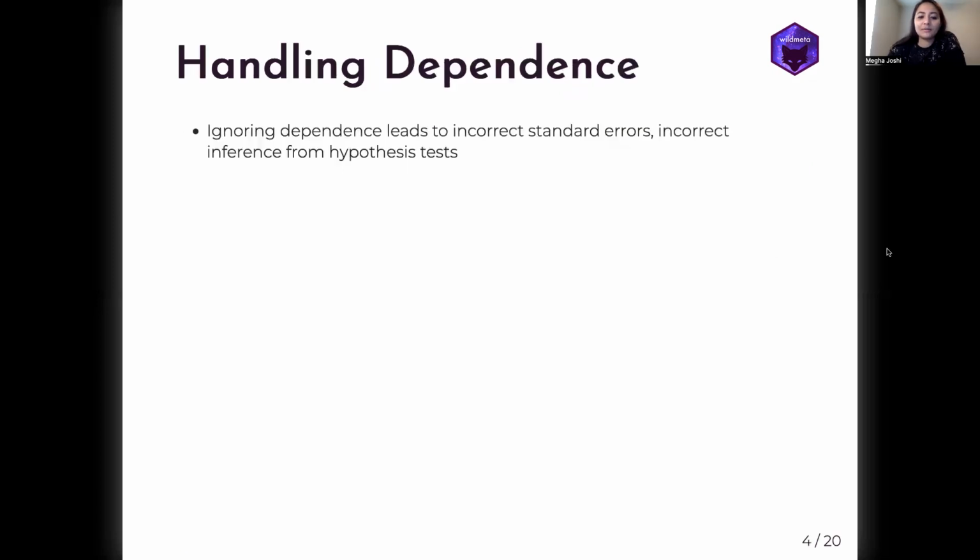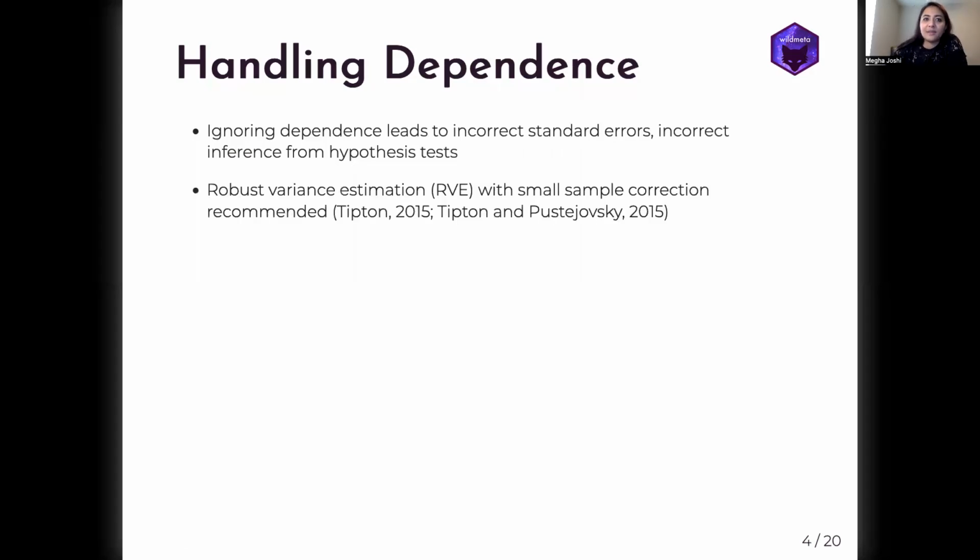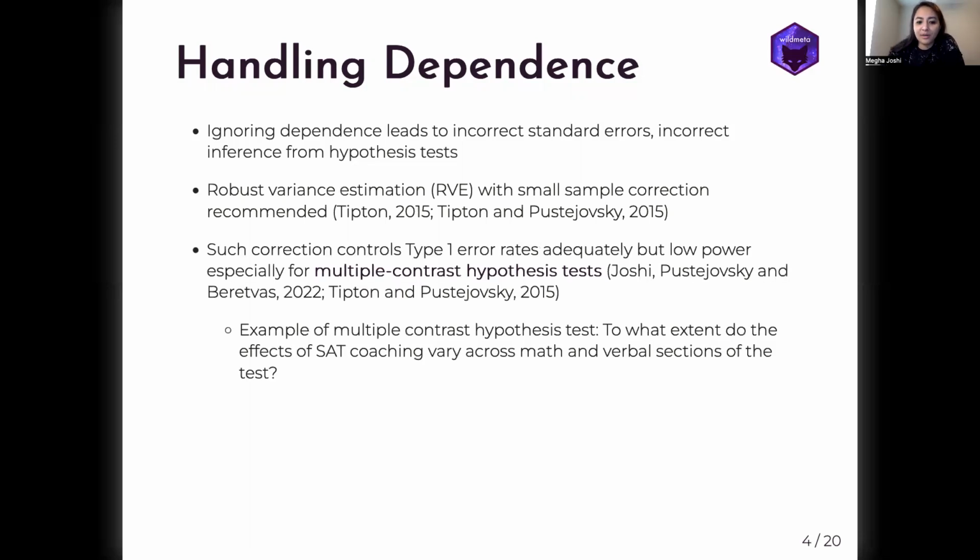So one way to handle dependence is to ignore dependence. But if we ignore dependence, we get incorrect standard errors and therefore incorrect inferences from hypothesis tests. The standard method to handle dependence is to use robust variance estimation with small sample corrections. But in our paper, Joshi, Pustejovsky, and Beretvas 2022, we showed that such corrections can lead to low power, especially for multiple contrast hypothesis tests.